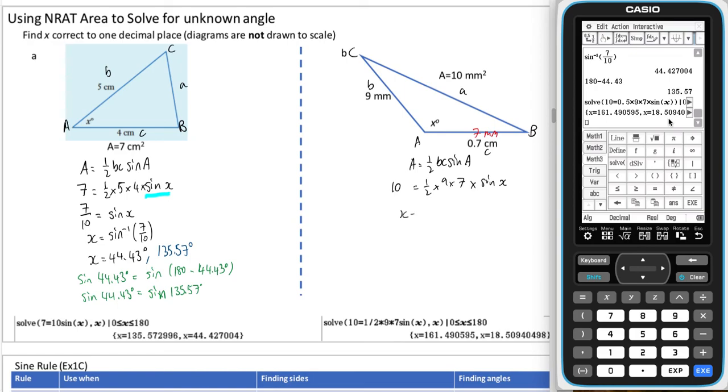18.51 degrees or 161.49 degrees. Okay, so hopefully you got that answer there, and that's our video for using non-right angle area to solve the unknown angle.